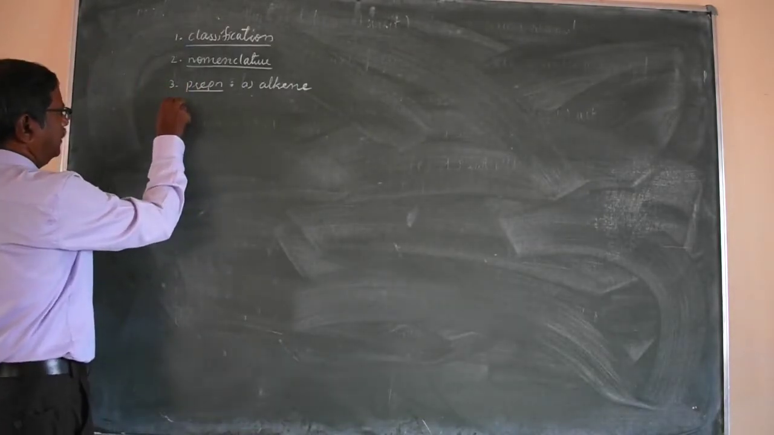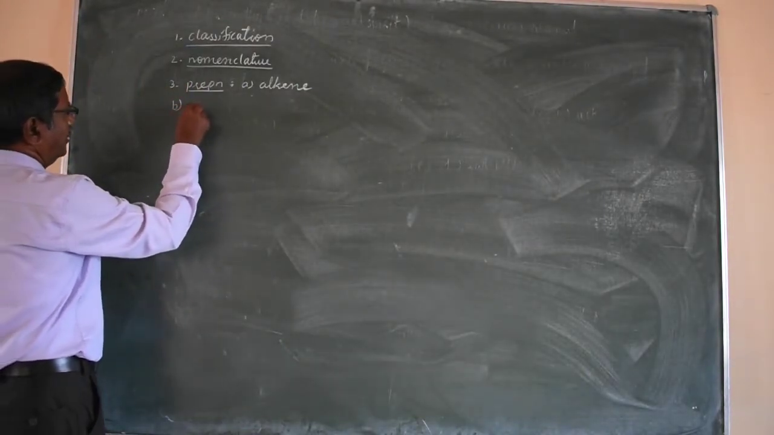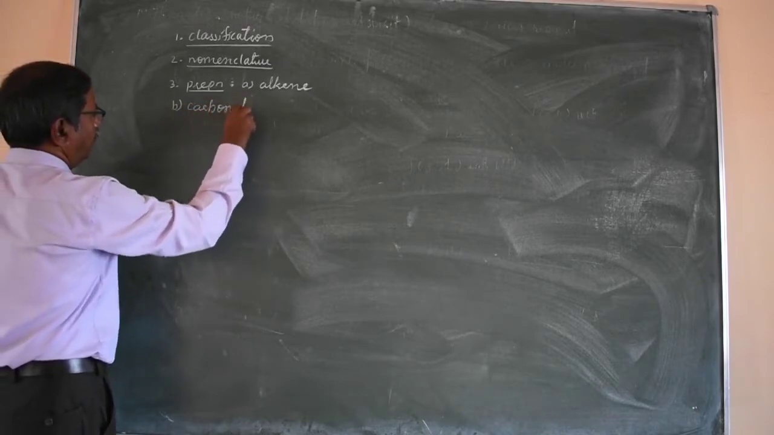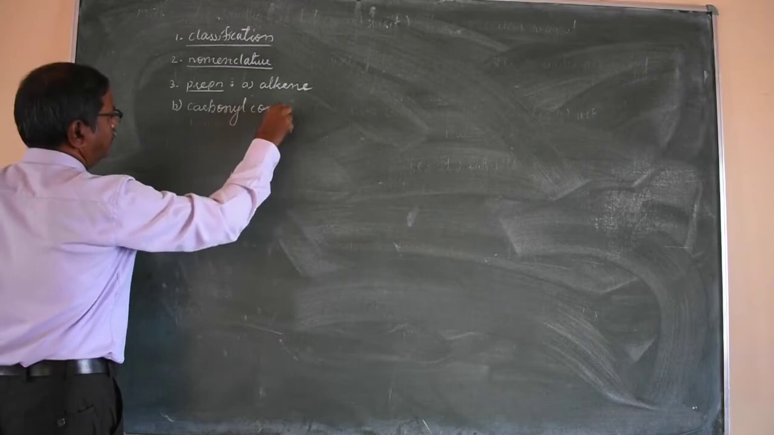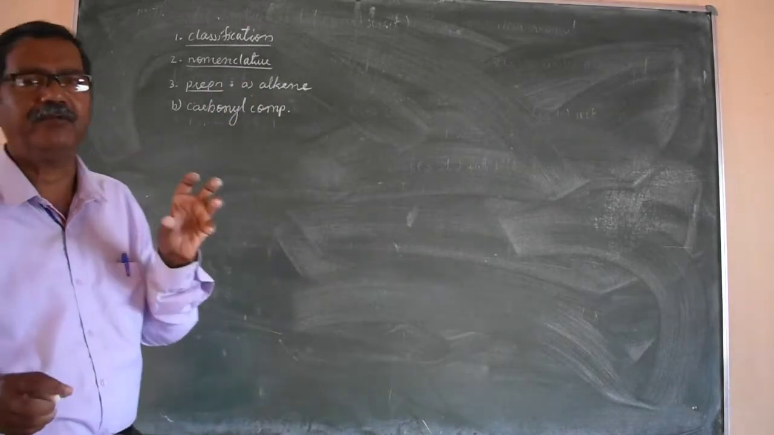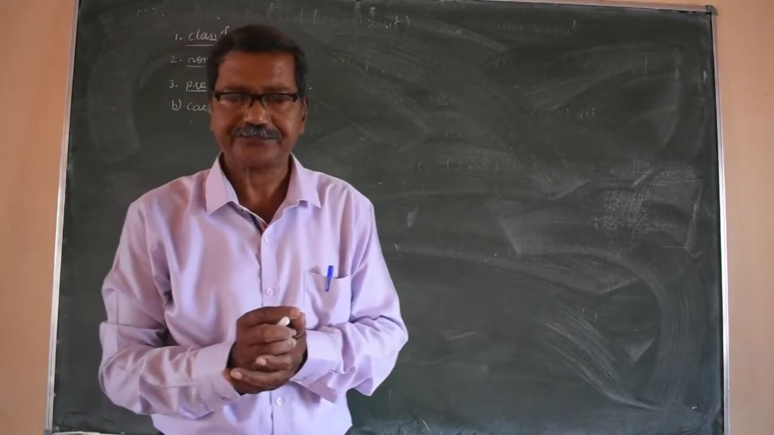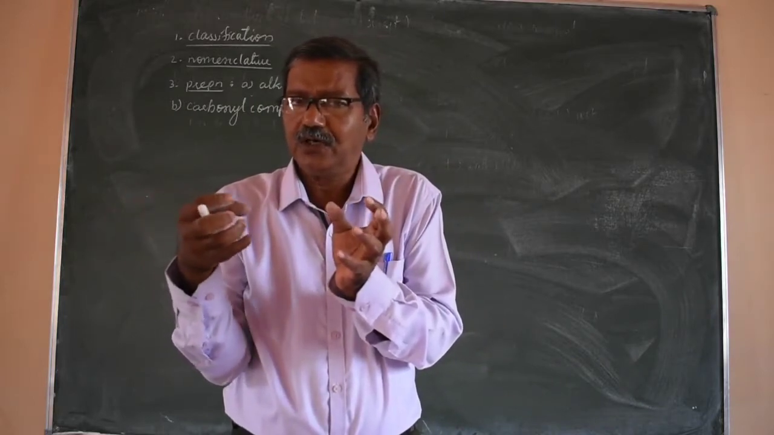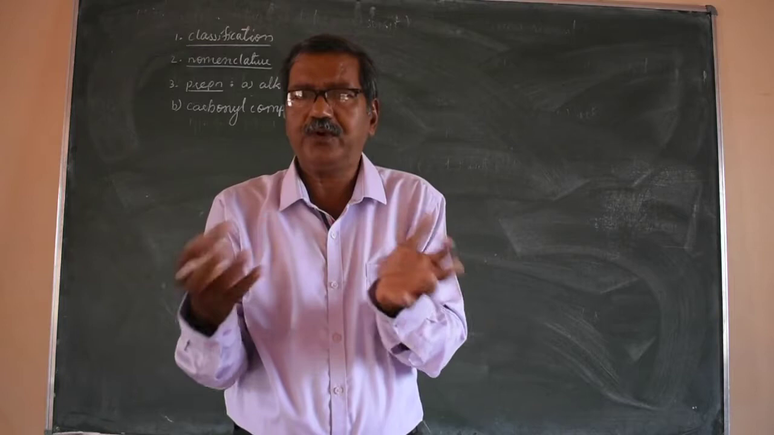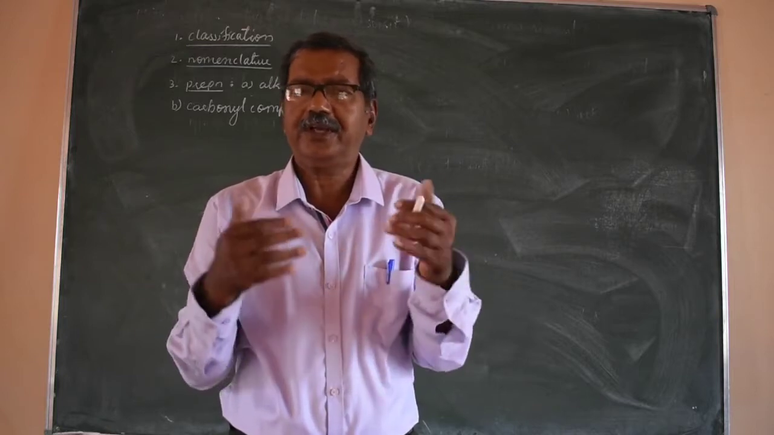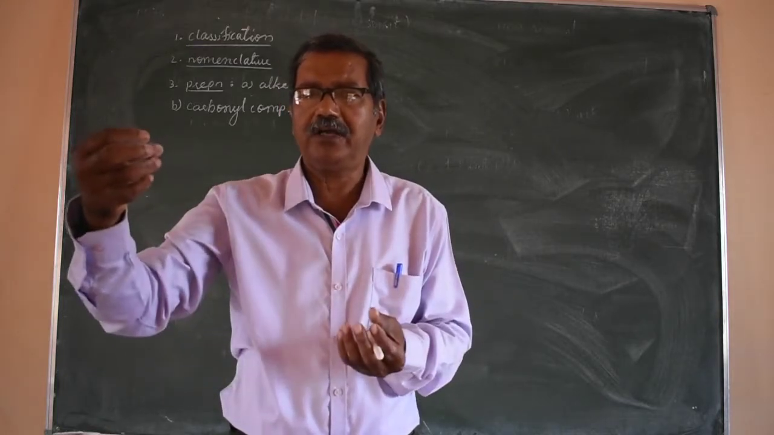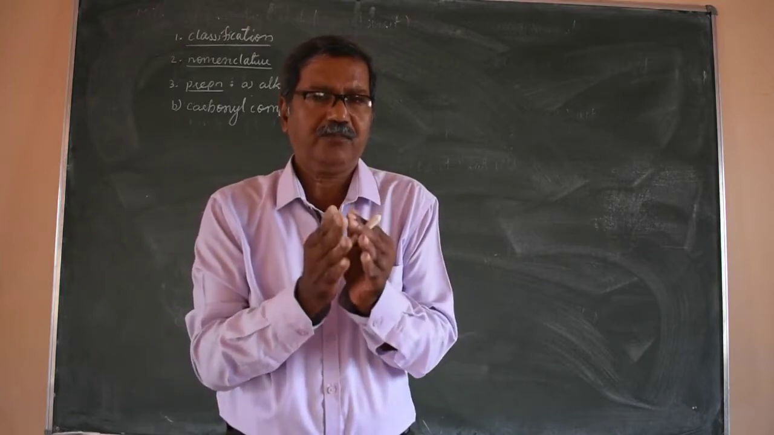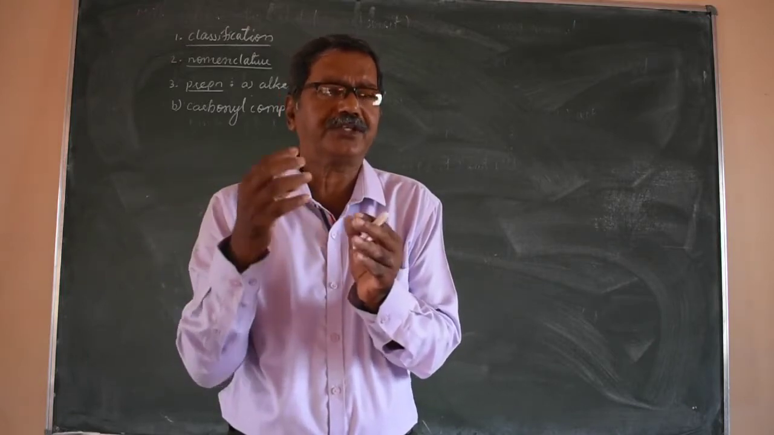Then third method from carbonyl compounds. So carbonyl compounds. We know the meaning of carbonyl. C double bond O is carbonyl. C double bond O you have to convert into CH2, OH. How it can be done? It can be done by adding hydrogen. So from the carbonyl compound, just you have to add H2.